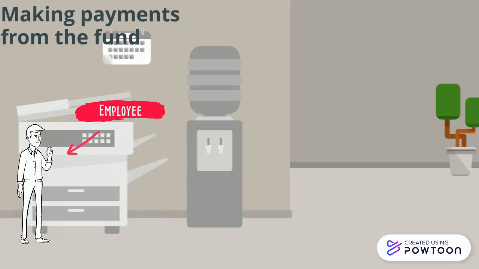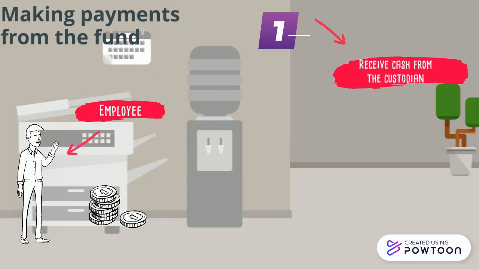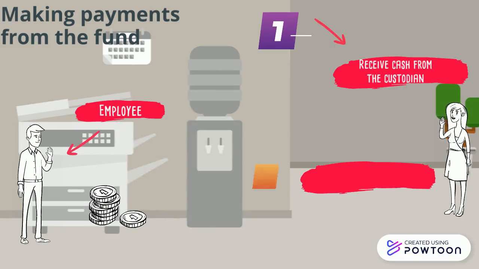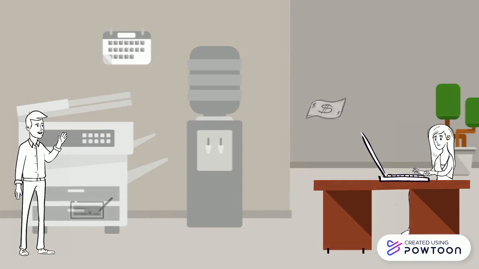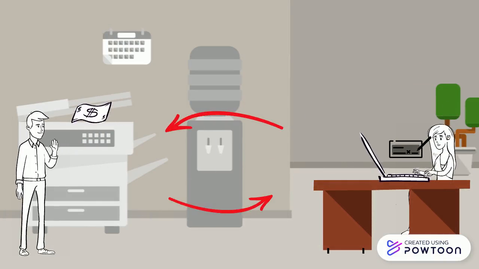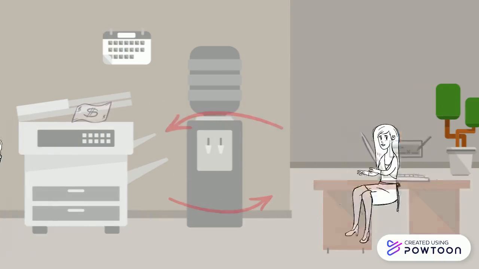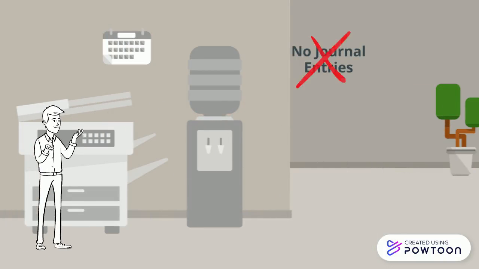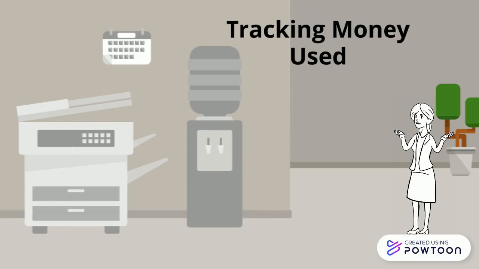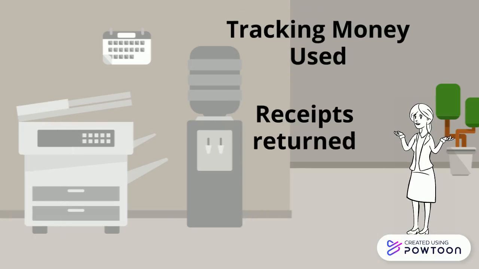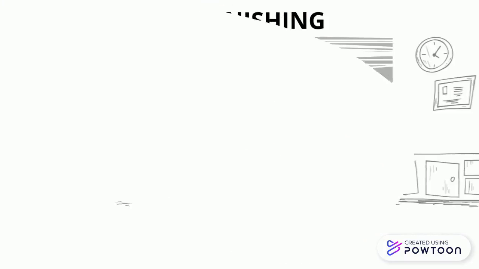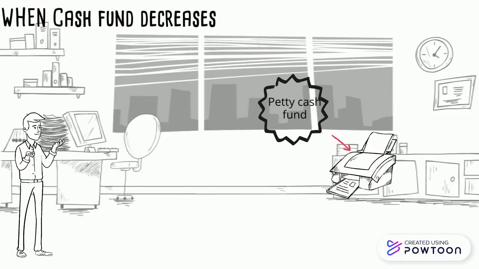When employees need to use petty cash for various purchases, they will either receive the cash from the custodian or employees can be reimbursed from their fund after they use their own money. Either way, it is required to give the receipt for the expenses back to the custodian. And as these payments are made from petty cash, no journal entries are required. However, the custodian is responsible for tracking the money used and the receipts returned. When the cash fund decreases, it must be replenished.